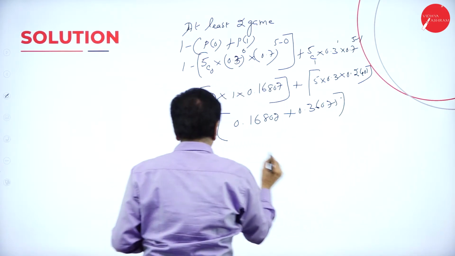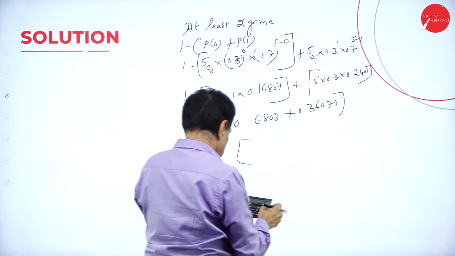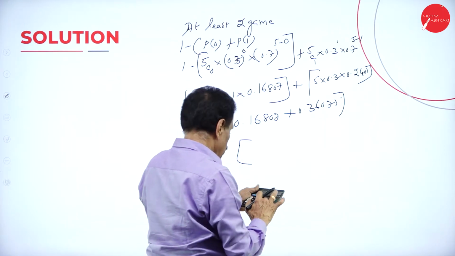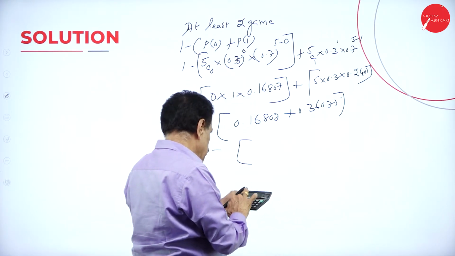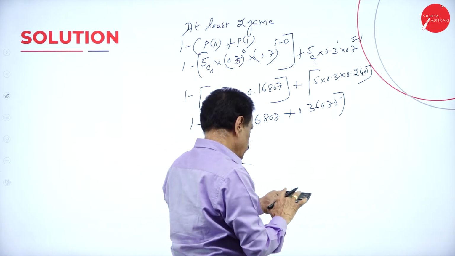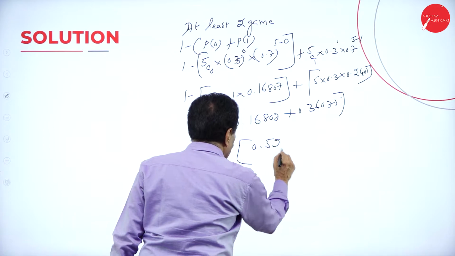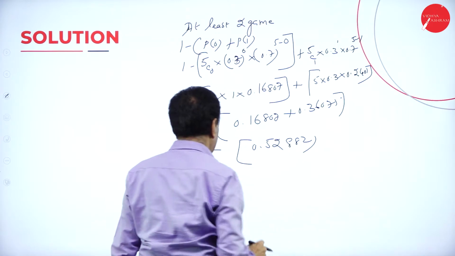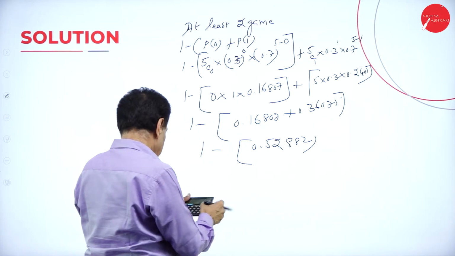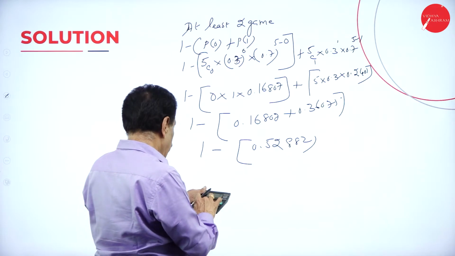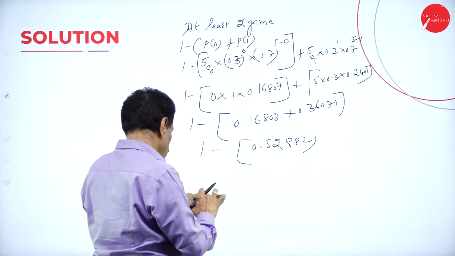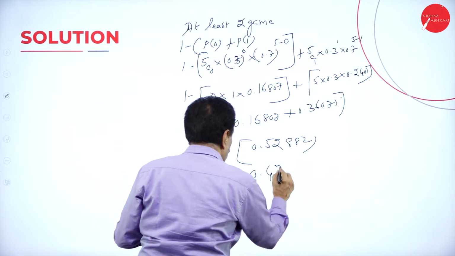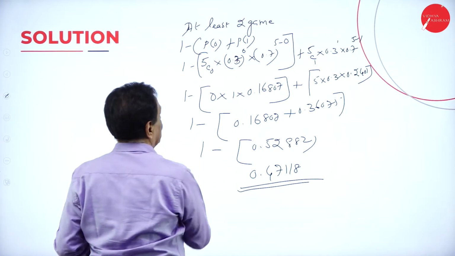Add this. 1 minus 0.16807 plus 0.36075, that is 0.52882. Deduct: 1 minus 0.52882 is 0.4718. This is the answer.